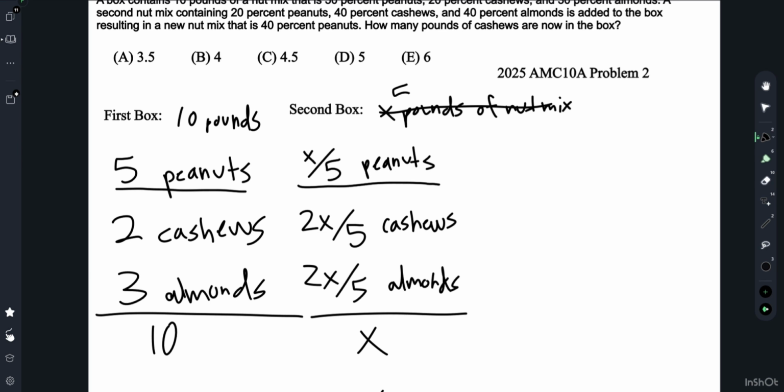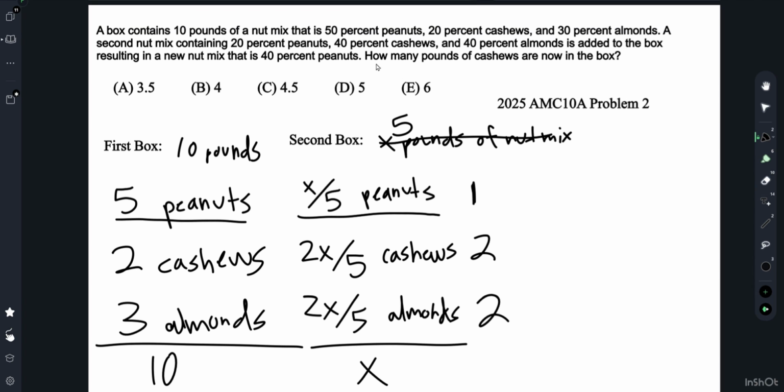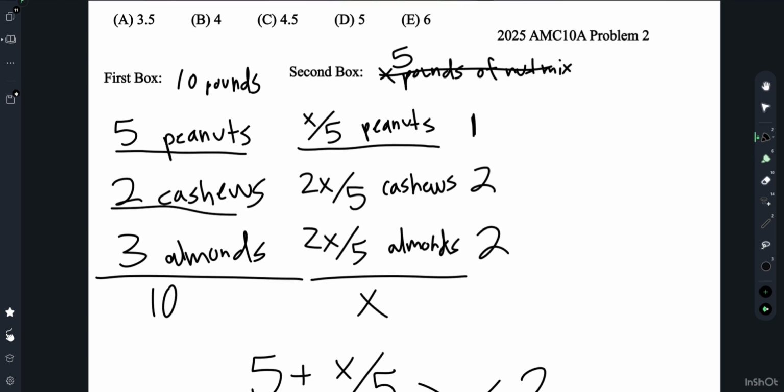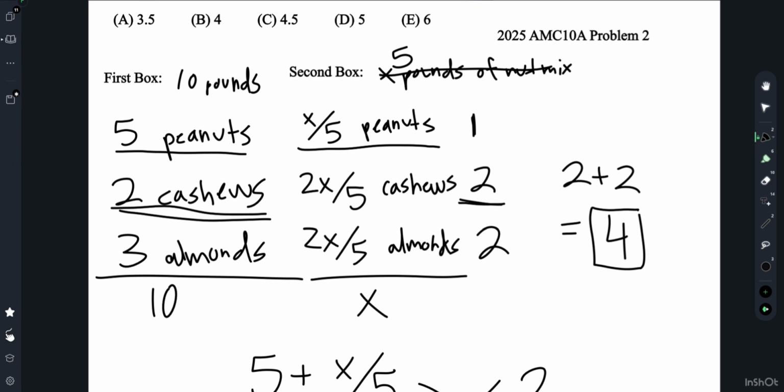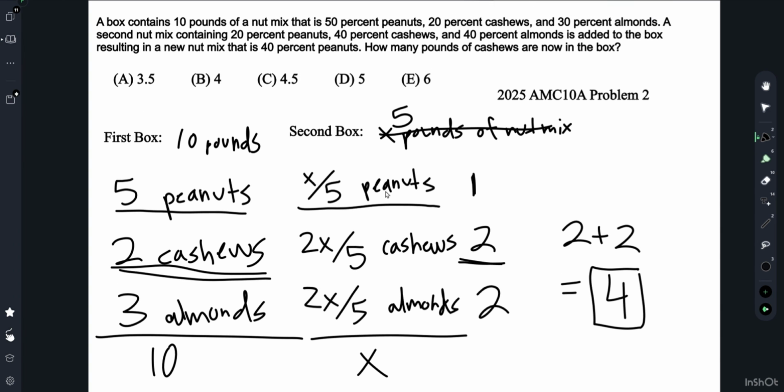So this is 5 pounds. So that means there's actually 1 pound of peanuts, 2 pounds of cashews, and 2 pounds of almonds. And the question asks, how many pounds of cashews are now in the box? Well, originally there were 2 pounds of cashews, and now there's 2 pounds of cashews. So we just do 2 plus 2, which gives us a result of 4 pounds of cashews in the box, which is answer choice B.